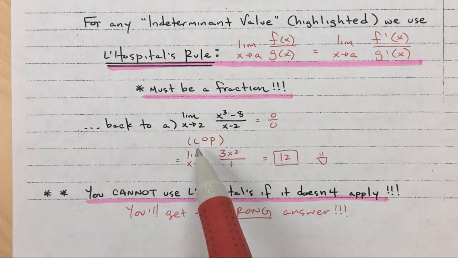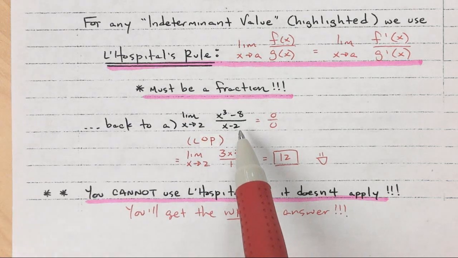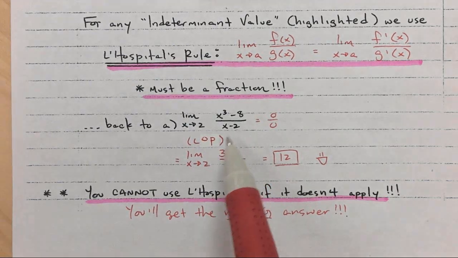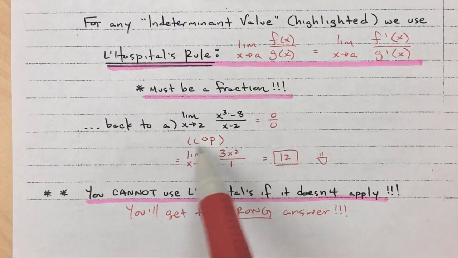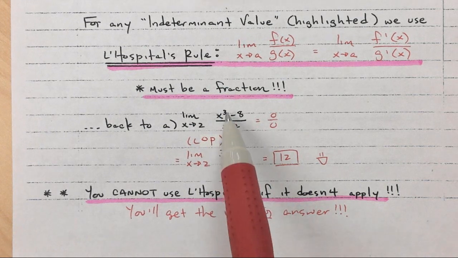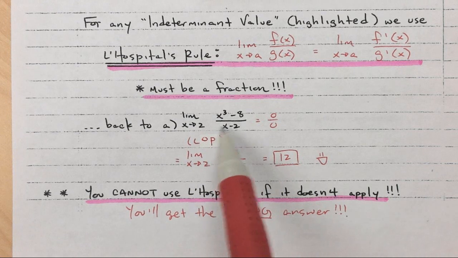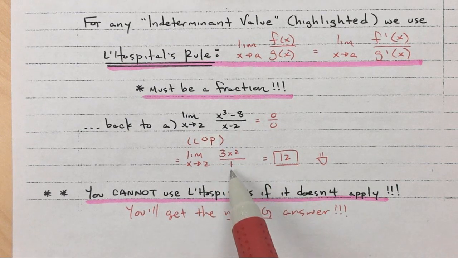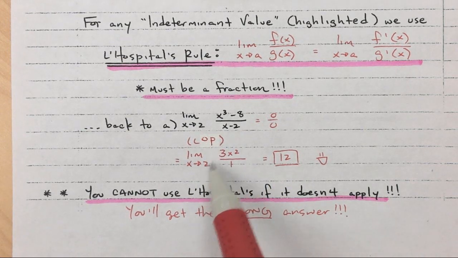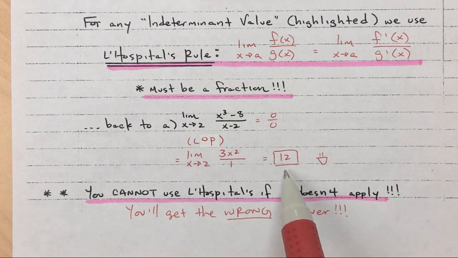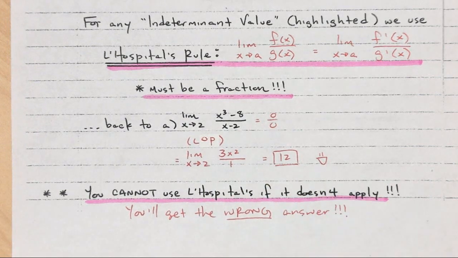In this case, we're going to use it one time, because you can only use it once at a time. So use L'Hôpital's on the top. You get 3x squared minus 0, so 3x squared. On the bottom, the derivative is 1. Now you plug in the 2, and you get 12. So that's how L'Hôpital's works.